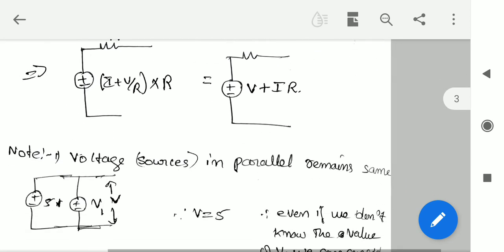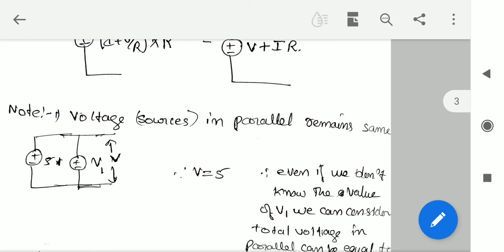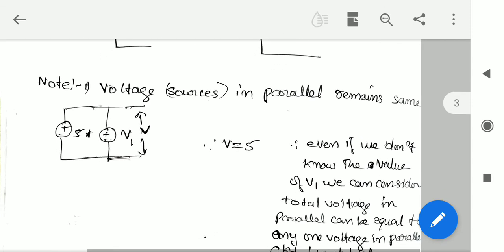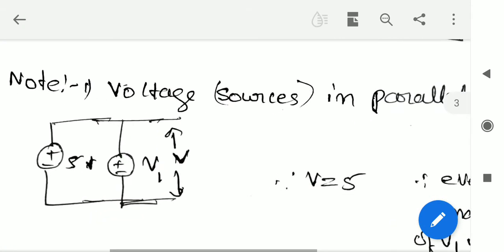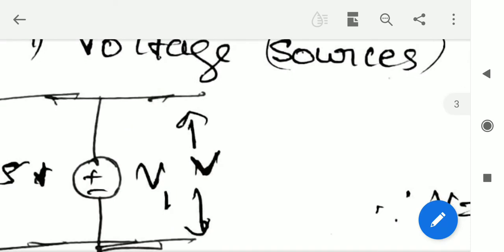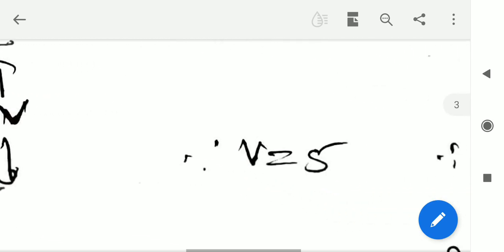Two important notes we have to consider. One is that voltage remains the same in a parallel network. If we consider a parallel network, the voltage value remains the same. So we can neglect, here you may observe that 5 volt is there and V1 is there. If I take the equivalent voltage V, if there is no resistance present, we can neglect this V1 and take the total voltage V is equal to 5.